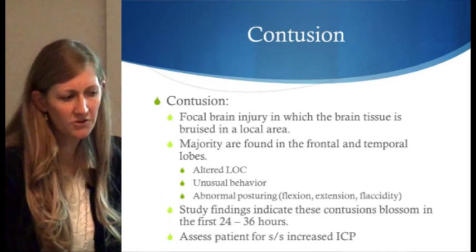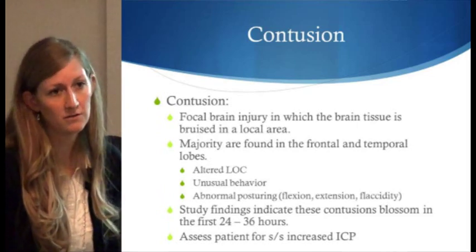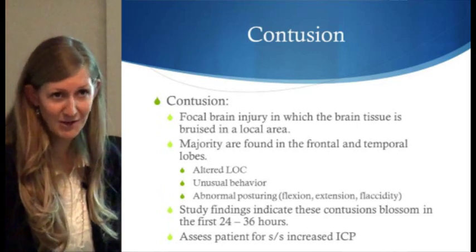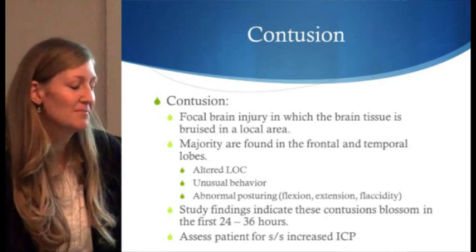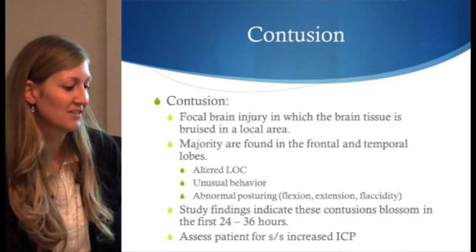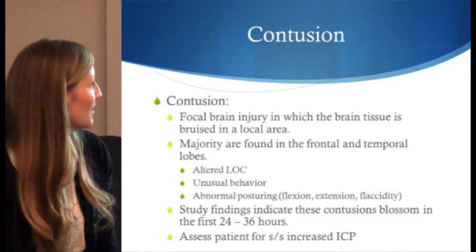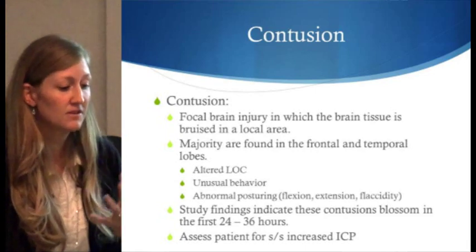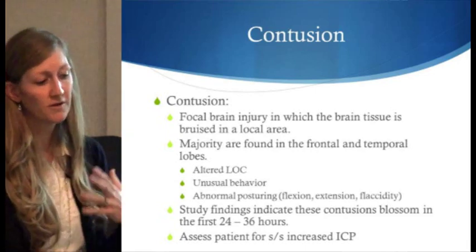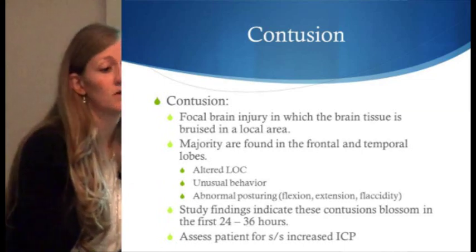And these people have an altered level of consciousness. They might be a little crazy or confused. They might be saying weird things. And they may have abnormal posturing, like flexion, extension, or even flaccidity. And sometimes these contusions can become worse over 24 to 36 hours.